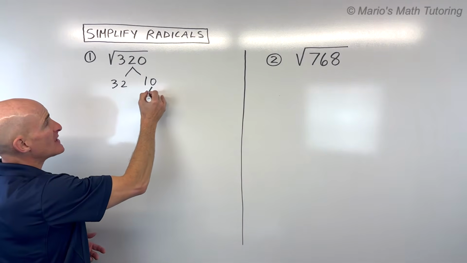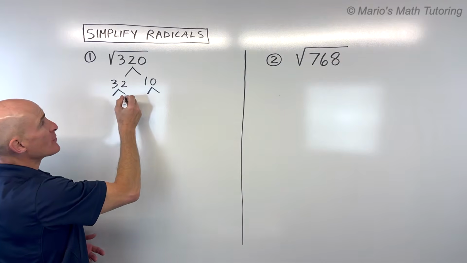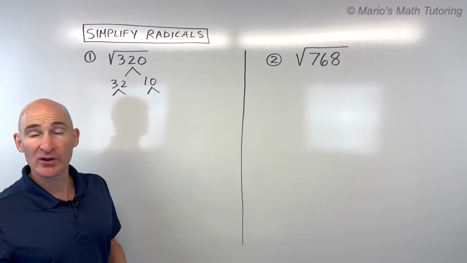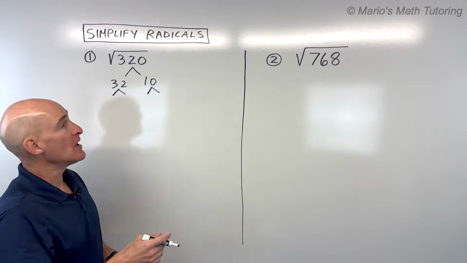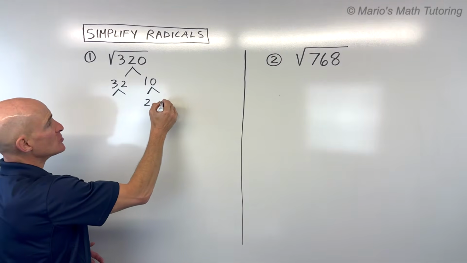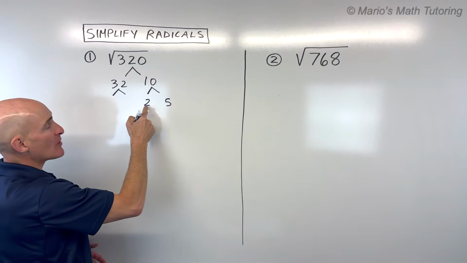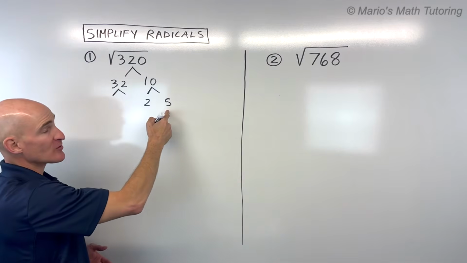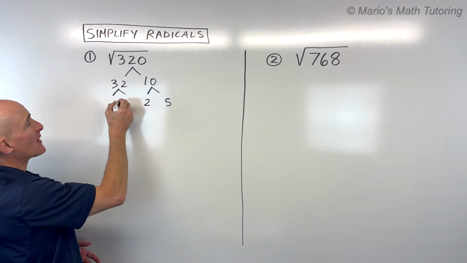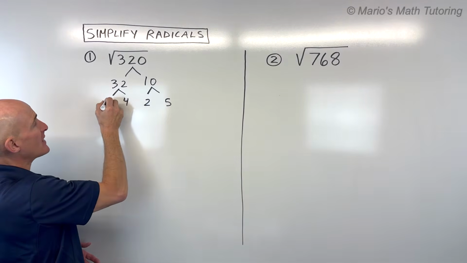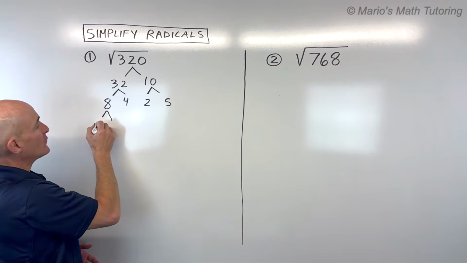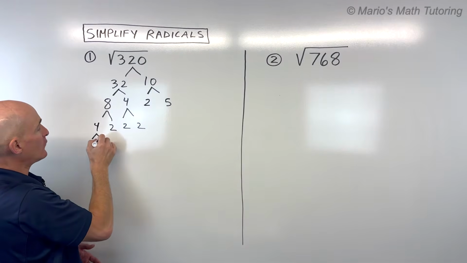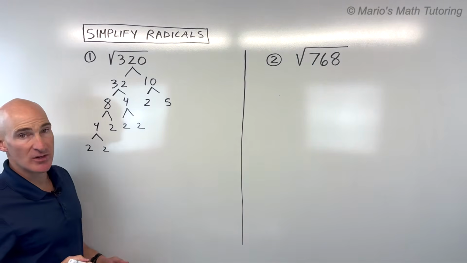Then what you want to do is keep going, breaking down these numbers until you just get prime numbers. A prime number is a number that's only divisible by 1 and itself. So for example, 10 is 2 times 5, and I would stop here because 2 is only divisible by 2 or 1, and 5 is only divisible by 5 or 1. But 32, I can break this down a little bit further. That's 8 times 4. 8 is 4 times 2. 4 is 2 times 2. And then this 4 we can break down to 2 times 2.